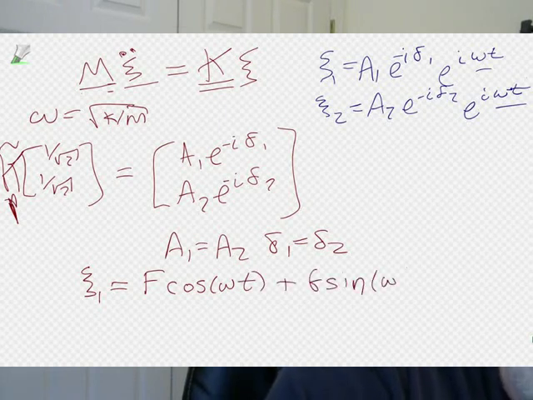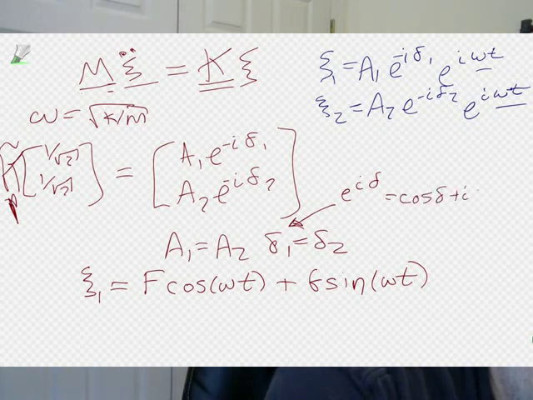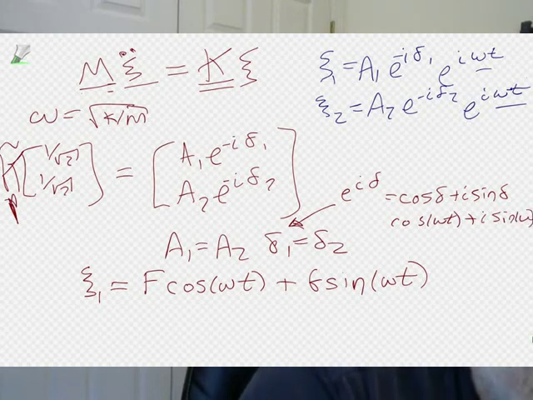Now, once again, why do I have the separate f and g? It's because if my delta is not zero, e to the I delta is going to equal cosine delta plus I sine delta. And when you multiply that by cosine omega t plus I sine omega t, you're going to multiply this out. You're going to use a bunch of add and subtract angle formulas, and remembering that delta is a constant, you're going to have a bunch of constants times cosine omega t plus a different bunch of constants times sine omega t. I'm just calling those bunches of constants f and g, not actually working it all the way out.